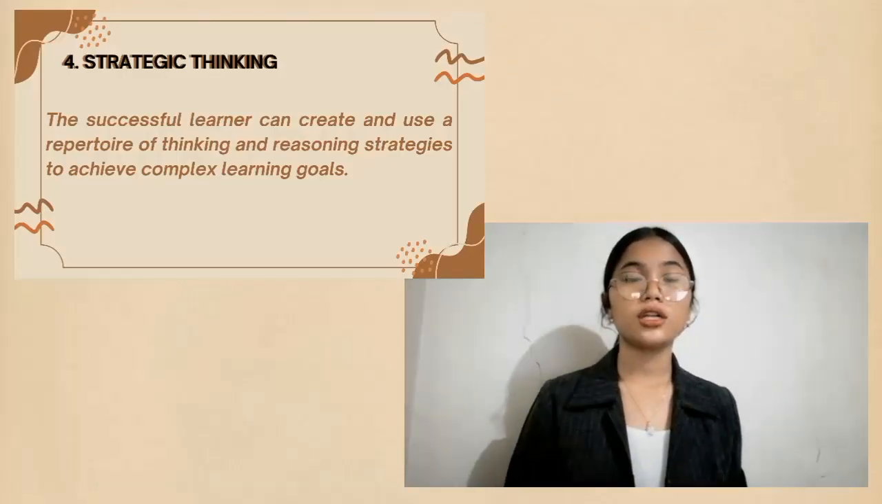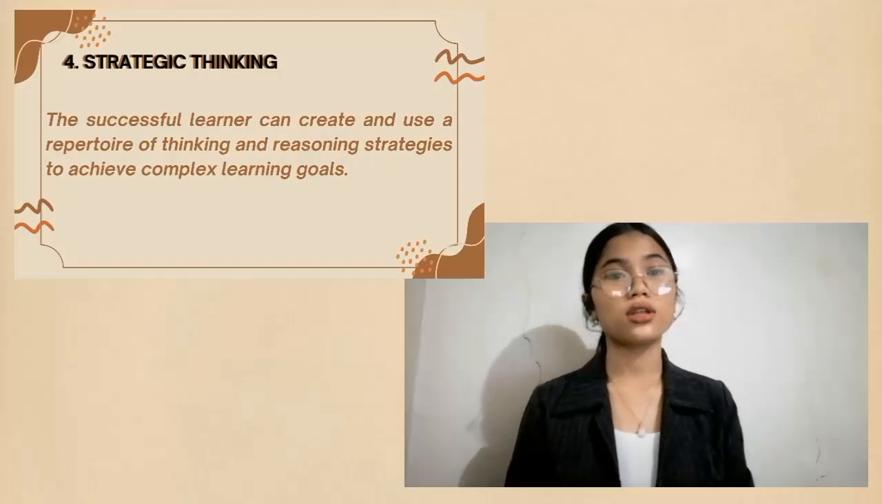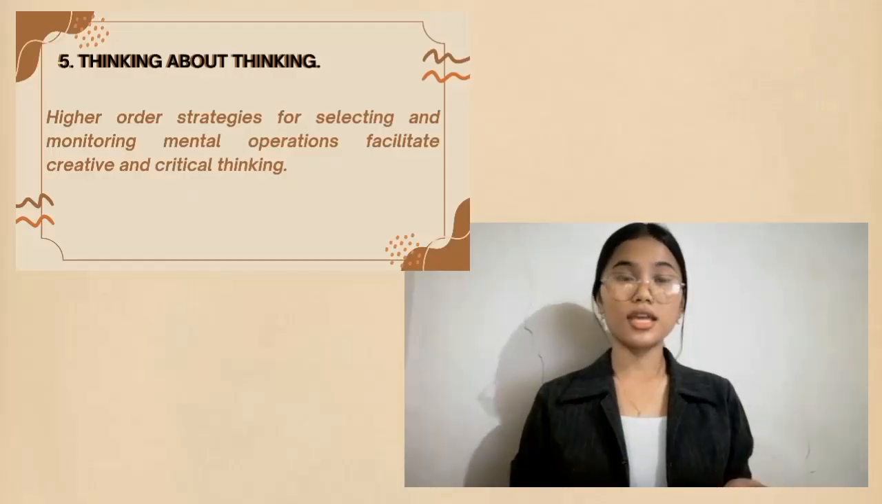The successful learner can create and use a repertoire of thinking and reasoning strategies to achieve complex learning goals. They understand and can use a variety of strategies to help them reach learning and performance goals and to apply their knowledge in novel situations. Examples of strategic thinking: gather information, consider future challenges, seek guidance, and etc. So let's move to thinking about thinking.